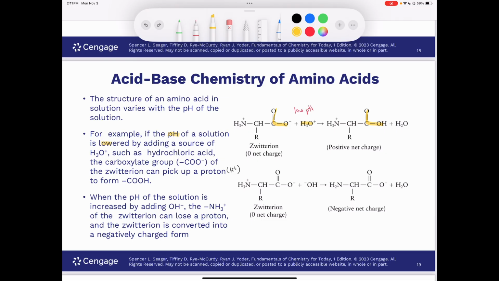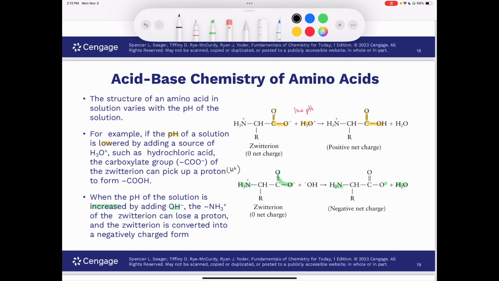Now, conversely, it says when the pH of a solution is increased by adding hydroxide, and so if we increase the hydroxide concentration, in that case, we're going to have a highly basic solution. Well, in that case, it's not going to affect the carboxylate at all. However, the NH3 plus is going to lose a proton. It's going to lose an H plus ion to the OH minus to give you water. And now you have a negative net charge, right? Because your nitrogen lost that third proton. So now it's neutral and your carboxylate stays the way it is.